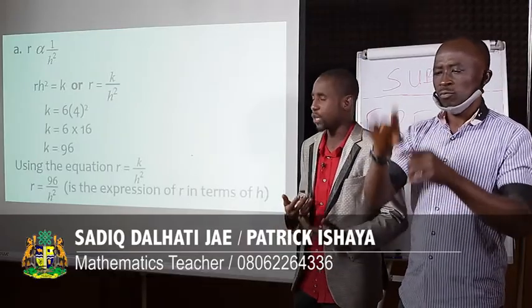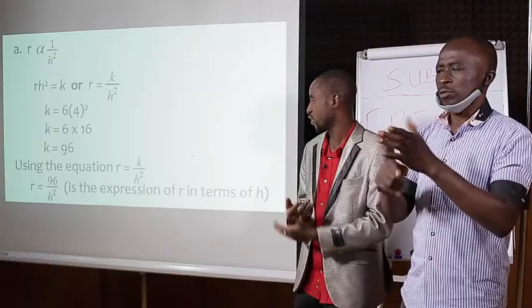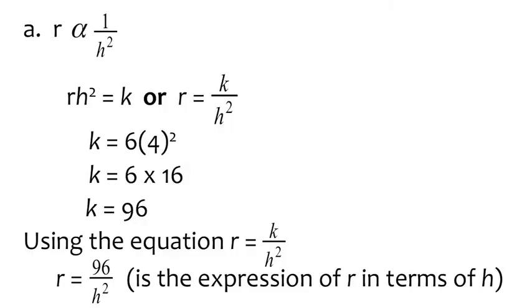Now to find the relationship between the variables, that is between h and r, we substitute the value of the constant, which is 96, into the equation r equals k over h squared. Then substituting 96 for k, we have r equals 96 over h squared. Now r equals 96 over h squared is the relationship between r and h, or the expression of r in terms of h.